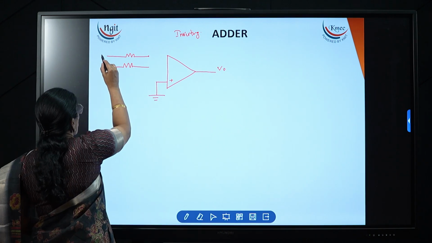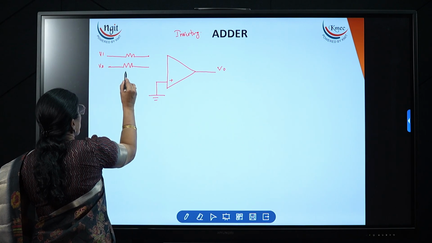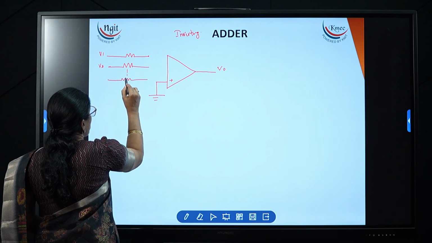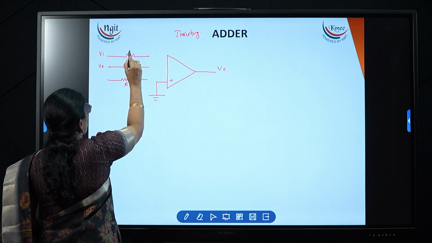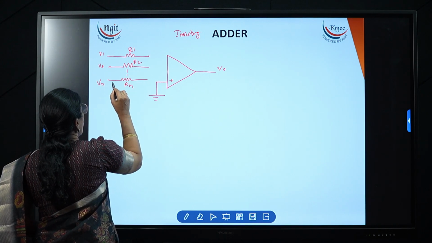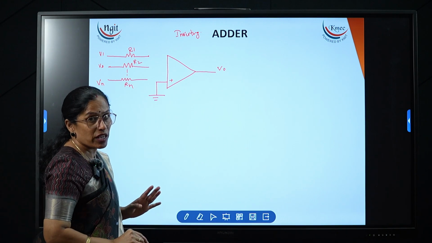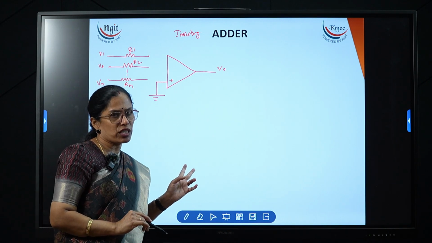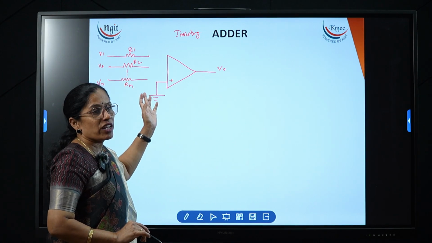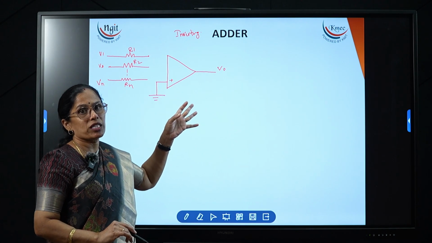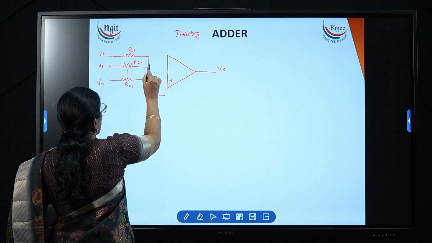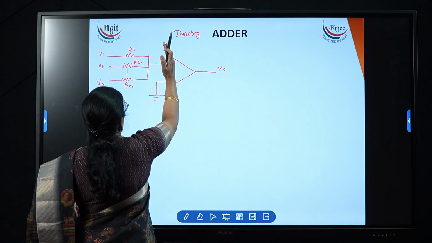So here I am taking V1, V2, otherwise I will take n number, with many in between. I am taking the resistors as R1, R2 and Rn, and the last supply is named Vn. N number of inputs we have taken, or if you want to derive with only 2, you can do that. So V0 is equal to V1 plus V2. If I have taken n number, then I will get V1 plus V2 plus and so on Vn. These are all applied to the inverting terminal, the negative terminal.